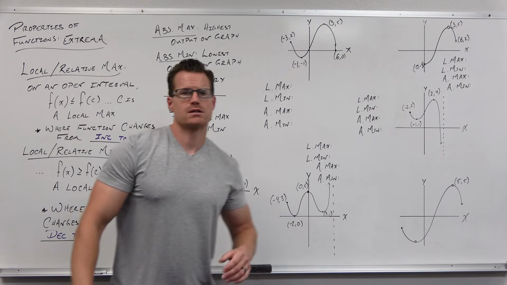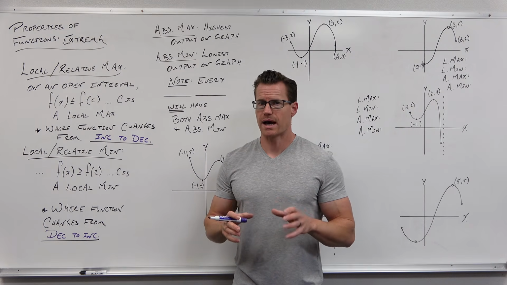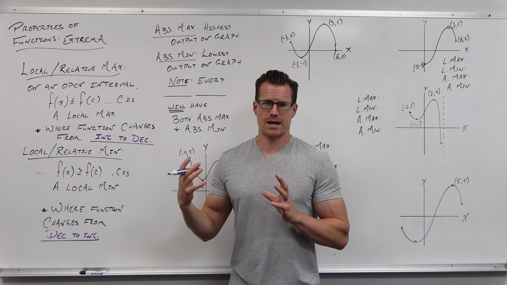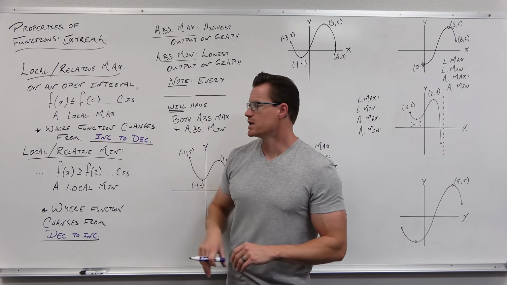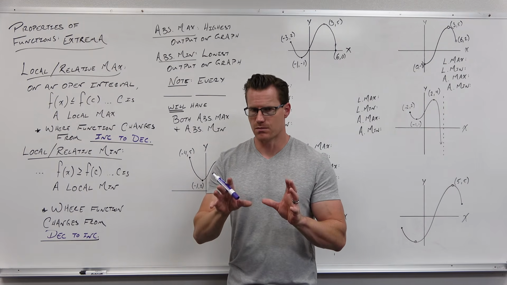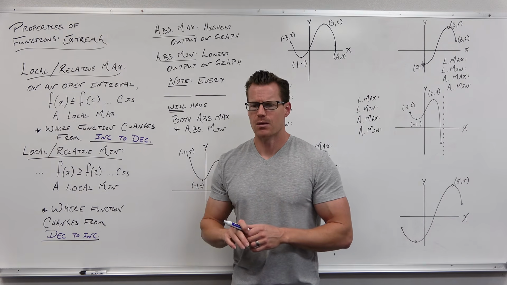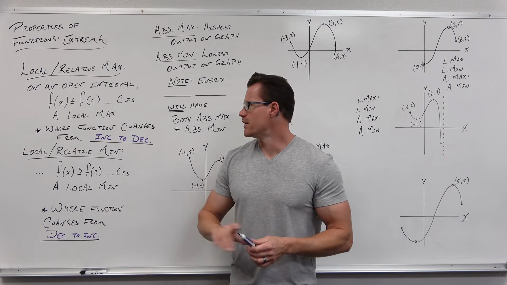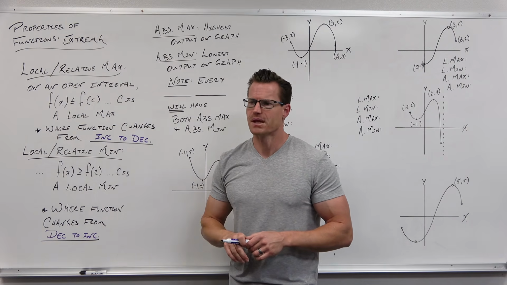A couple things to note about this. You do not have to have local maxes or local mins on any of your graphs. You also don't have to have absolute max and min on any of your graphs, but where they occur is going to be a change from increasing to decreasing, most likely, or decreasing to increasing for a local minimum. Why I say most likely, there are some cases where we have constants that this can come into play. So I need you to understand that.